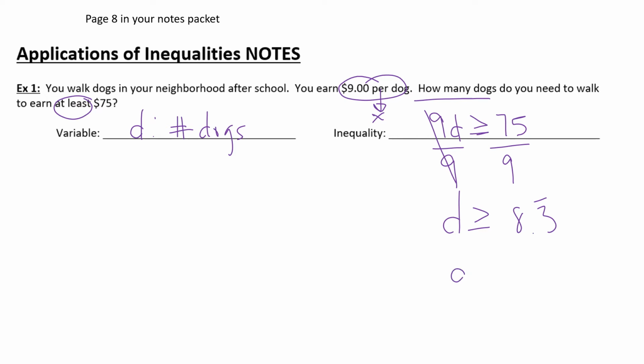So really, if I walk 9 or more dogs, I'll earn the $75. Okay? So D needs to be greater than or equal to 9 dogs. So it could be 9 dogs, because 9 times 9 is 81. I would make that $75, but I would also earn a little bit more.